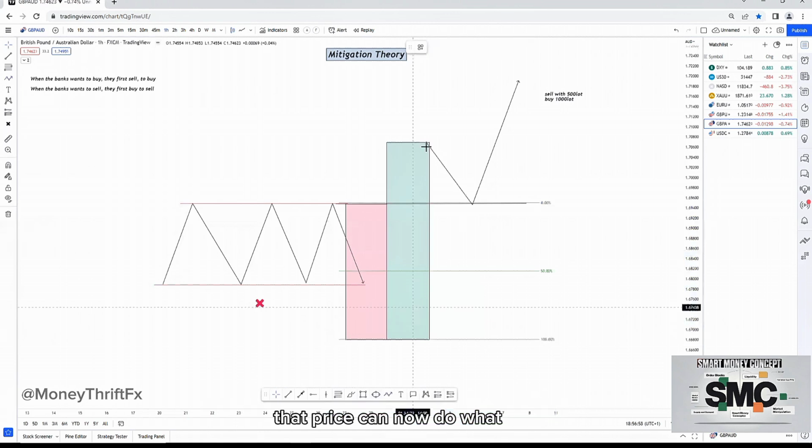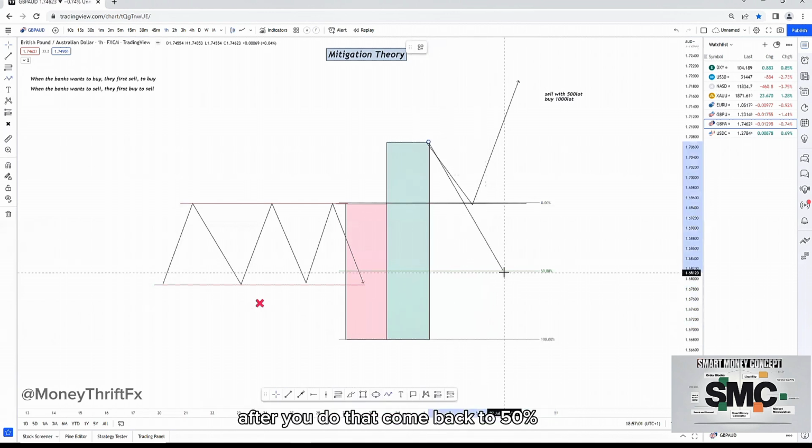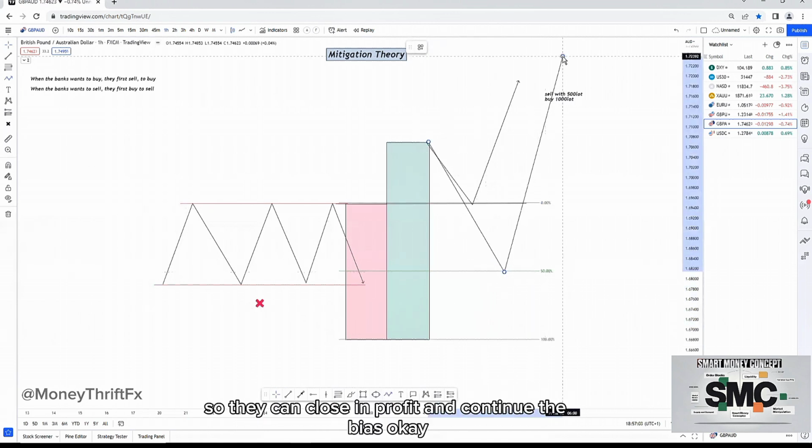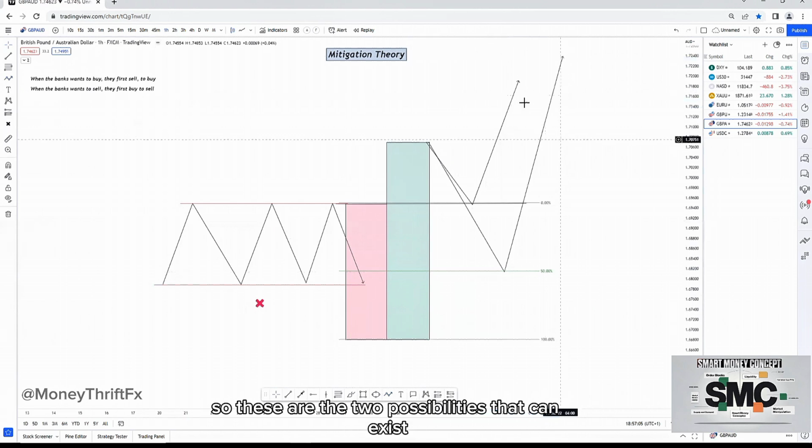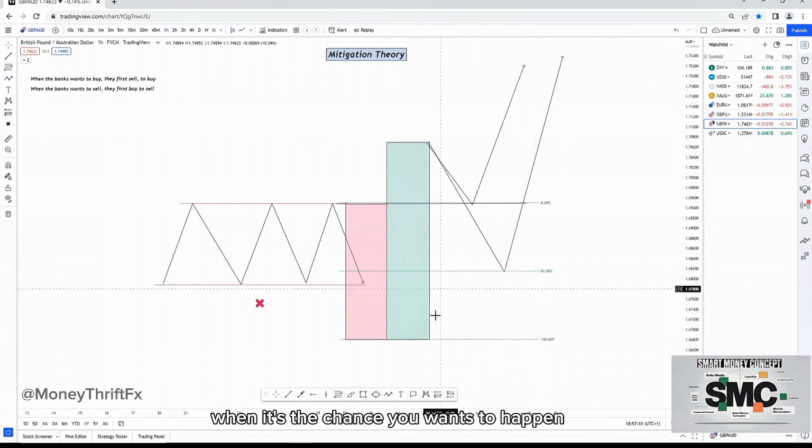Another thing is that price can now come back to the 50% after they do that, so they can close in profit and continue the buys. Okay, so these are the two possibilities that can exist when mitigation theory wants to happen.